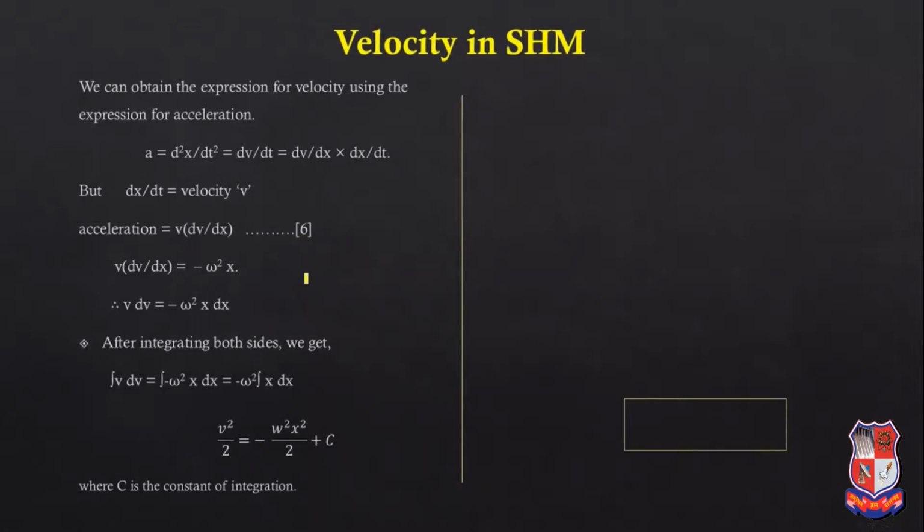Now again recalling the equation of simple harmonic motion, that is minus omega square x, that we already derived on the first page: v dv by dx is equal to minus omega square x. So bring this dx to the right hand side: v dv is equal to minus omega square x dx. After integrating both sides, we can write integration of v dv is equal to integration of minus omega square x dx. Now we all know the integration part. Integration of v is v square by 2, and integration of x is x square by 2, with omega square over here. So v square by 2 is equal to minus omega square x square by 2 plus c, where c is the constant of integration.